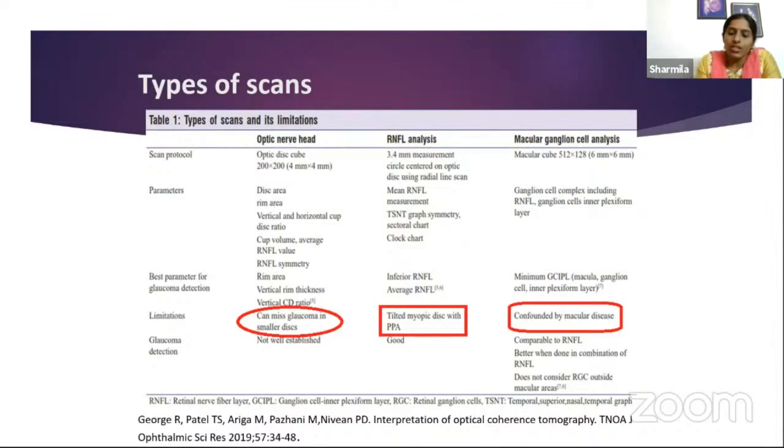For example, if the patient has a very small disc, it is better to go for an RNFL analysis because many of the optic disc parameters could be missed by a normal optic disc scan. Secondly, if you're going to do a macular ganglion cell analysis, you have to make sure that there is no macular pathology. So you can choose a program according to the basic pathology or the basic requirement of the patient.